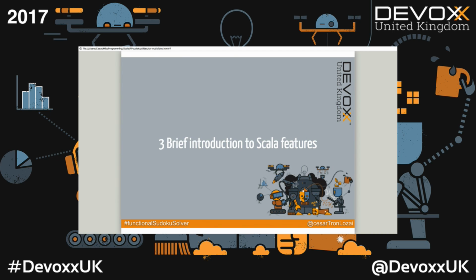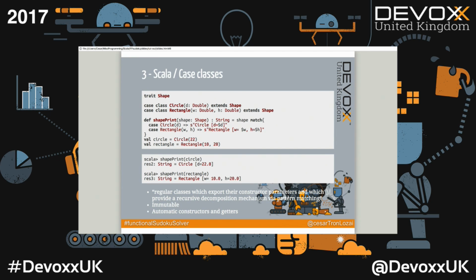Before we can actually solve the puzzle, there are no requirements for Scala in this talk, so I need to teach you the building blocks that we're going to be using. The first one is the case class. If I read this quote I found, it's a regular class which exports the constructor parameters and which provides a recursive decomposition mechanism via pattern matching. It's a bit complex, so let's use an example.